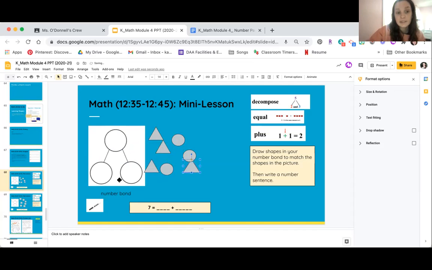All right, so the last step is to write a number sentence. 7 equals something plus something. On your boards, write a number sentence. 7 equals something and something. Think about what the parts are.